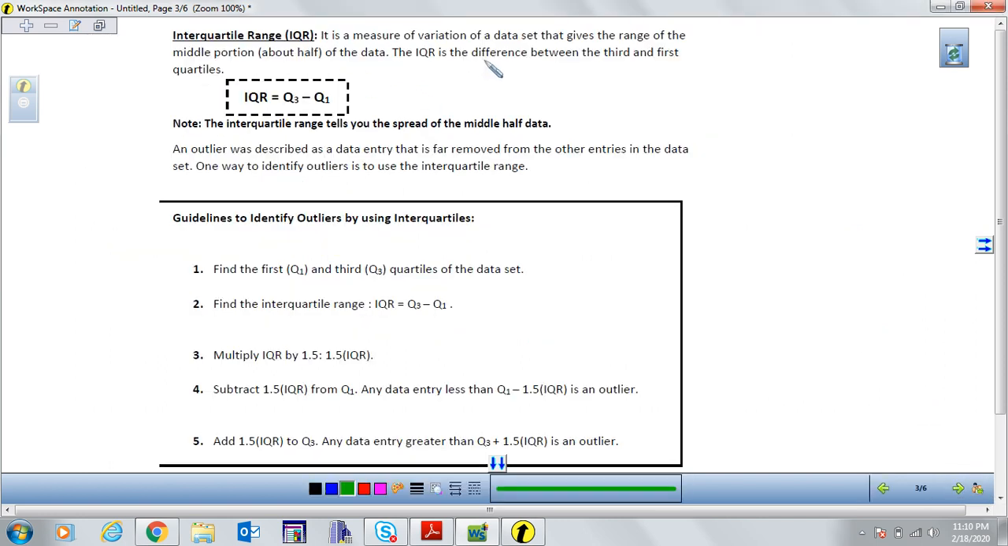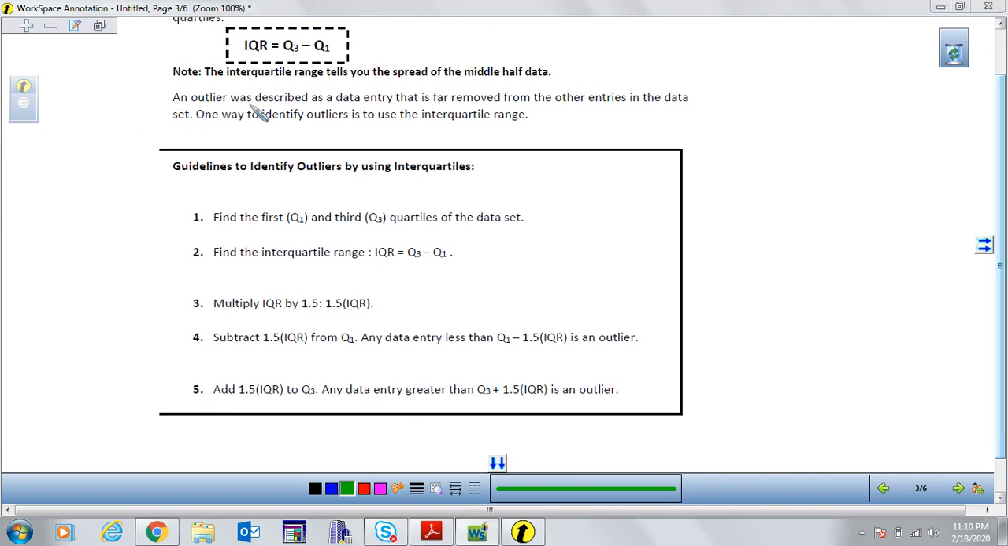So the IQR is the difference between the third and the first quartiles. If you want to find the IQR, or you're ever asked to find the interquartile range, you need to know what's the Q3 in your group of values and what is the Q1, and subtract them.